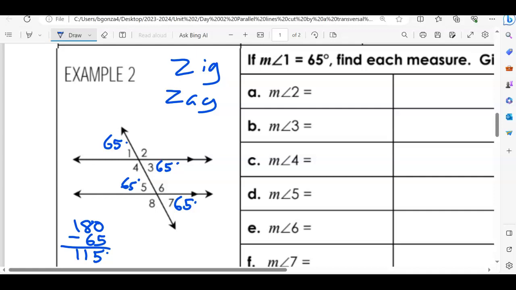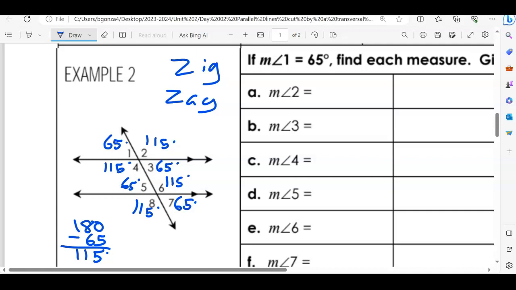So angle 2 is going to be 115. Angle 4, 115. Angle 6, 115. Angle 8, 115. Do you see how the 115s are going in a zigzag too, okay? You see how everything's alternating? They all add up to 180 next to each other. All that good stuff, right?